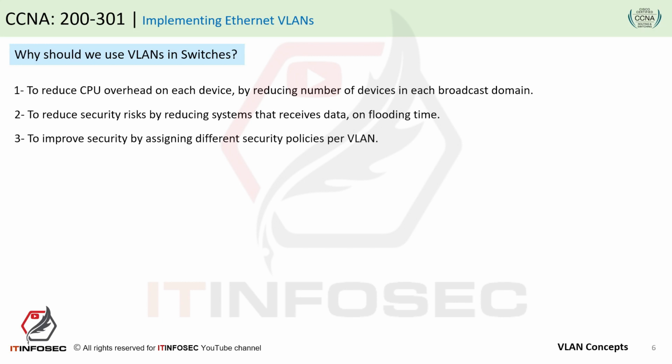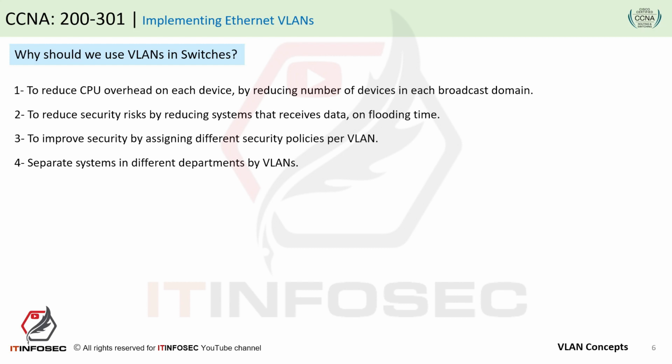Number 3, to improve security by assigning different security policies per VLAN. When we put some computers in different VLANs, it means we can assign different policies for each part, for each VLAN, for each group of computers, rather than the other computers, and perform specific policies for each group of computers.